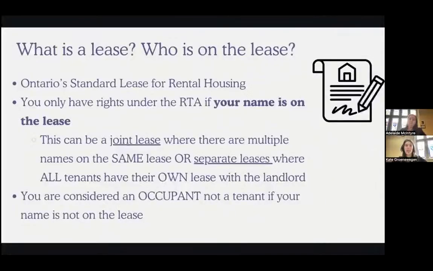We'll now discuss more about what is a lease and what goes into one. So as discussed earlier by Adelaide, a tenancy agreement is a written, oral, or implied agreement between a tenant and a landlord for occupancy of a rental unit. Your lease will be a written tenancy agreement that must include certain elements. All leases must follow Ontario's standard lease for rental housing. So any lease that you sign should be based on this standard document. That's mandatory for all leases signed on or after April 30th, 2018.